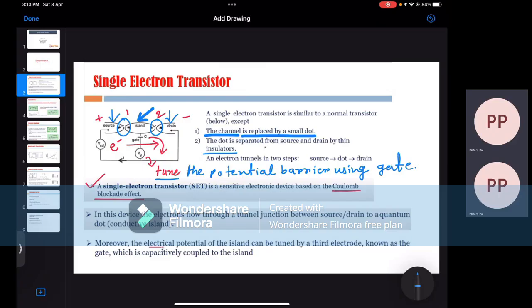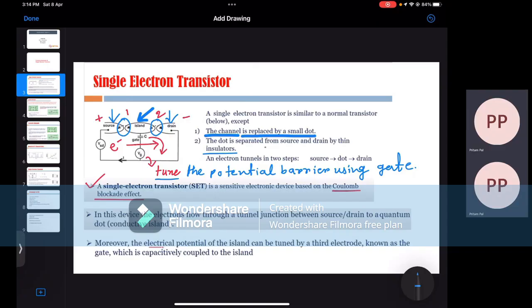And this third terminal, as I already told, is just like in the conventional device, capacitively coupled to this island through a dielectric medium. So you can see here the gate terminal is capacitively coupled to the island.